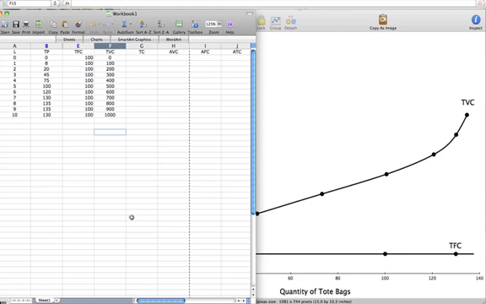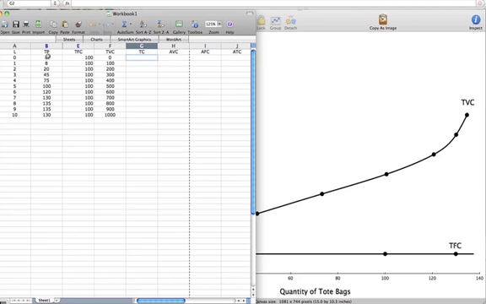As a business, we have to consider our total cost. Total cost is total fixed costs plus total variable cost. So to calculate our total cost, we simply add up the total fixed cost to the total variable cost.